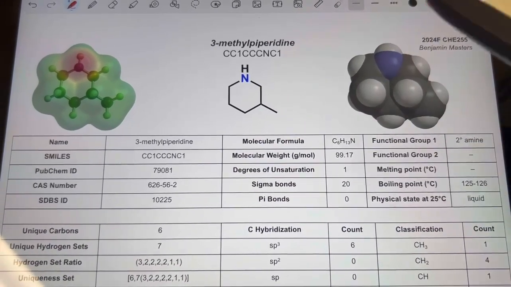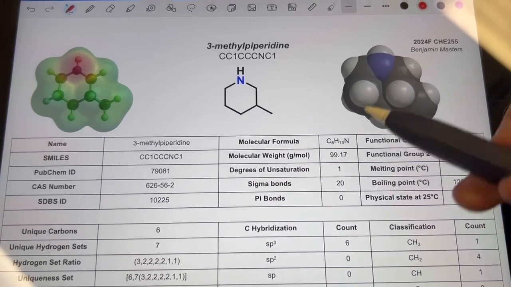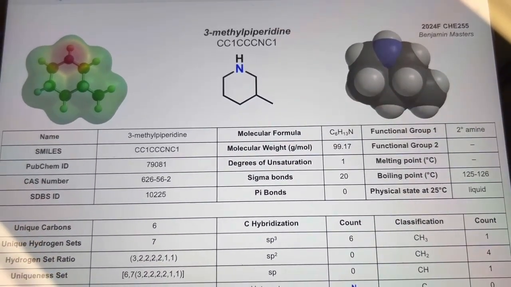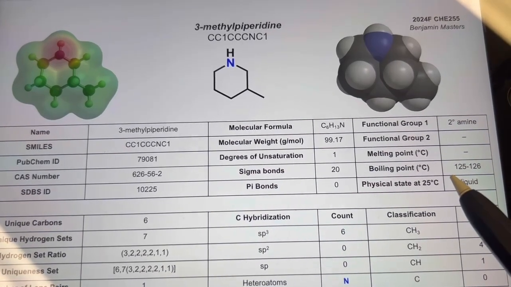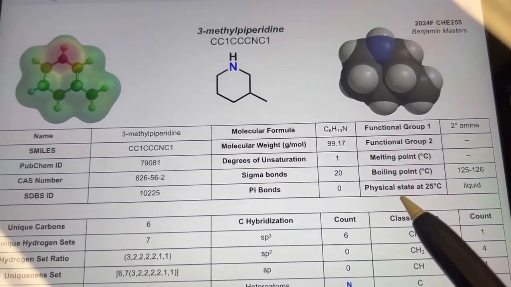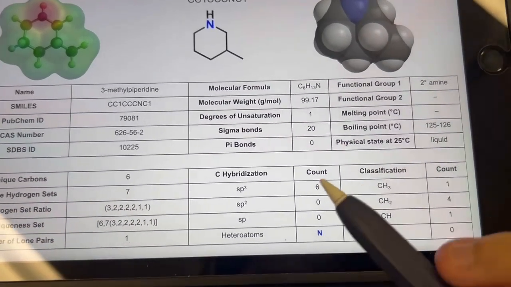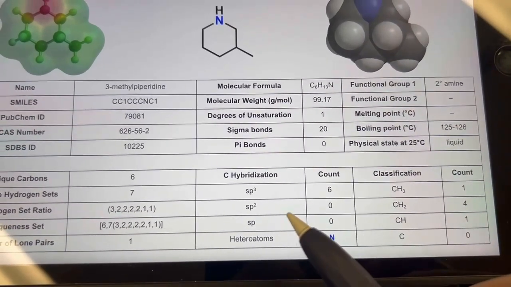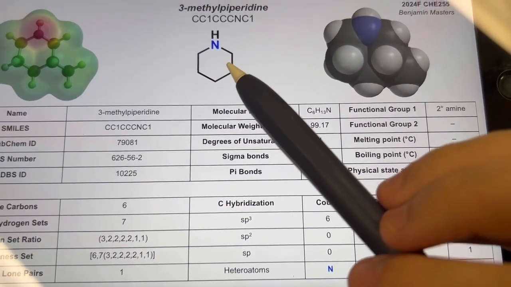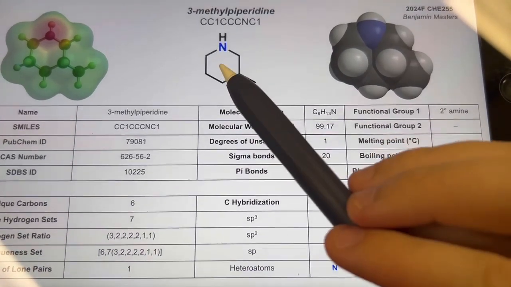and nitrogen atoms, respectively. It has a 2-degree amine functional group, being this nitrogen here, and since it has 2 carbons attached to it, that makes it 2 degrees. It has a boiling point at 125 to 126 degrees Celsius, and a physical state at 25 degrees Celsius is a liquid. So, the carbon hybridization, there is only one type of hybridization, and that is the 6 sp3 hybridized carbons. And then the one heteroatom is the nitrogen shown here.